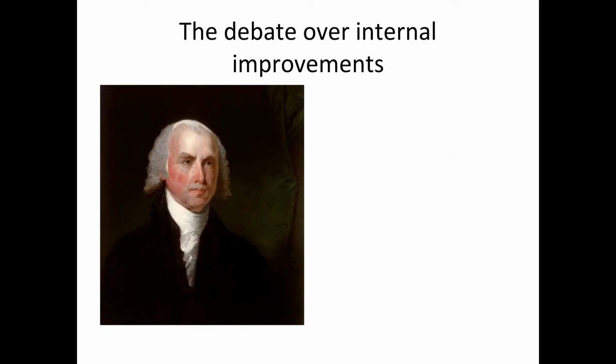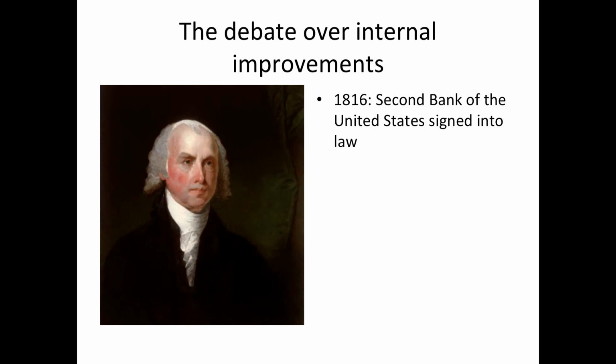The fact that James Madison signed the Bank of the United States into law in 1816 encouraged the surging nationalist wing of the Democratic Republicans. An internal improvements bill was passed and presented to James Madison, who vetoed it in 1817. Madison made clear in his veto that his opposition to the bill was constitutional.